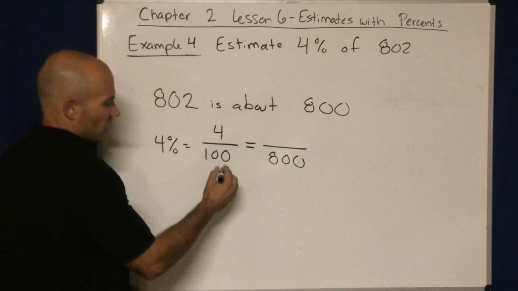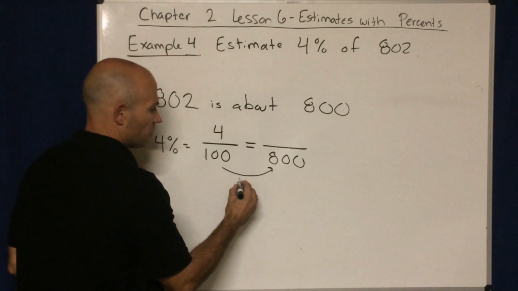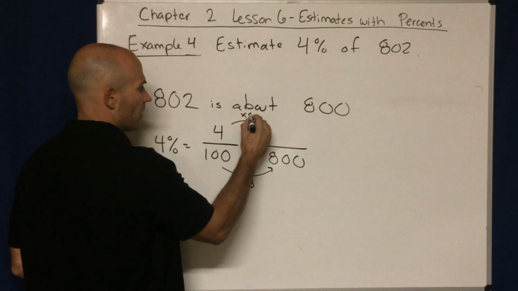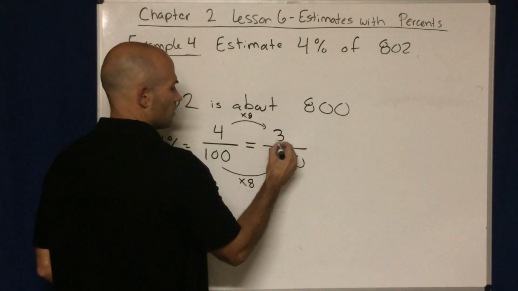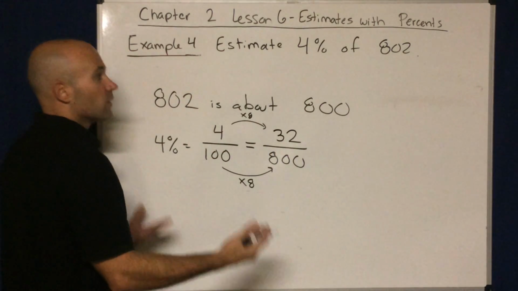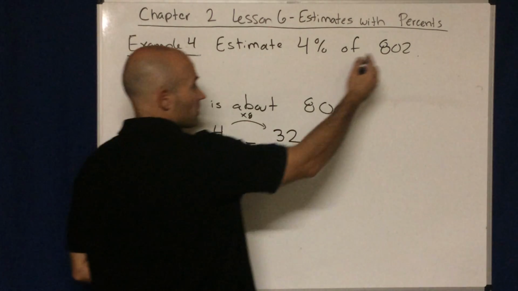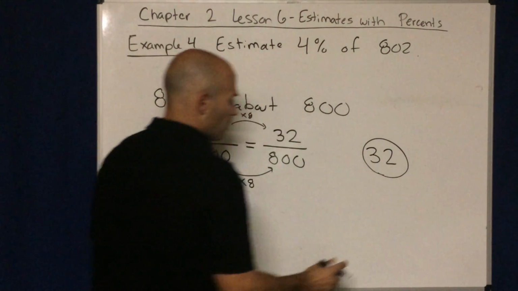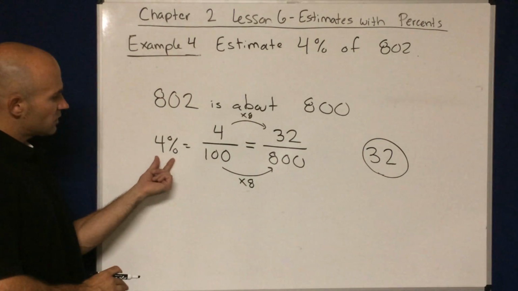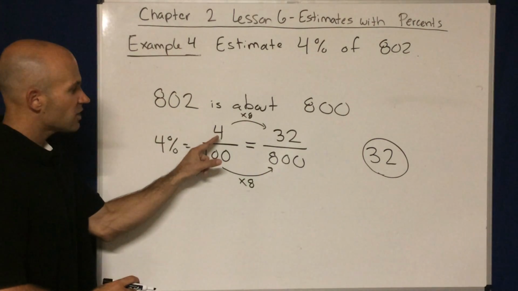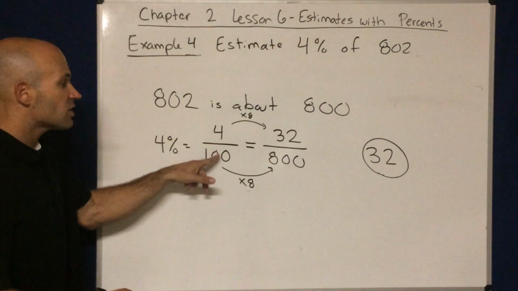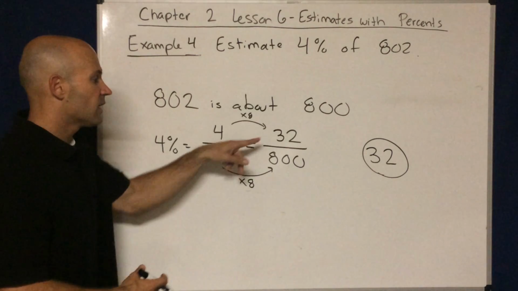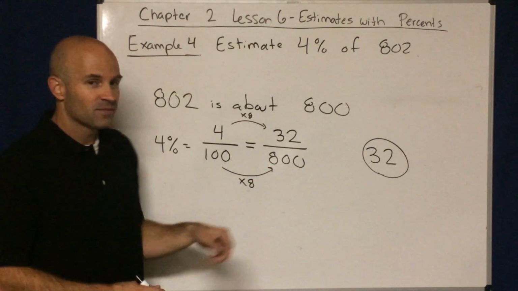So how do I go from here to here? I multiply by 8. And I also do the same thing in the numerator. I multiply by 8. 4 times 8 is 32. Therefore, our estimate of 4% of 802 is 32. So what we're really relying on is these conversions from a percent to a fraction, and then interpreting that fraction as some kind of ratio. 4 out of 100 is the same as 32 out of 800. Good.